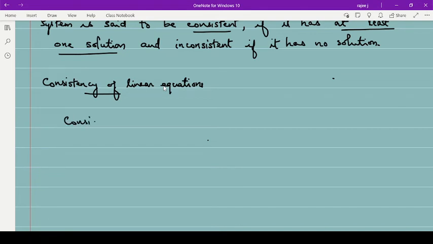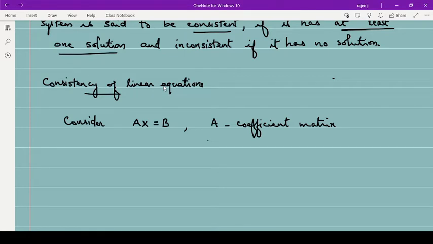Consider Ax equal to b, a system of equations. Here, A is the coefficient matrix, X is the matrix of the variables, and B is the constants, the right side constants.